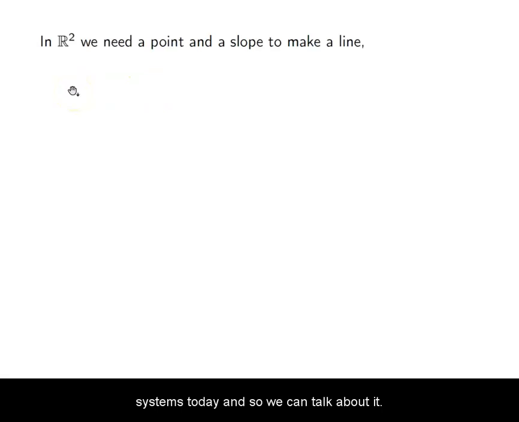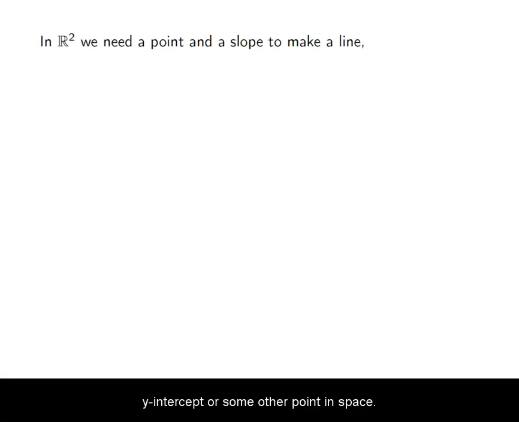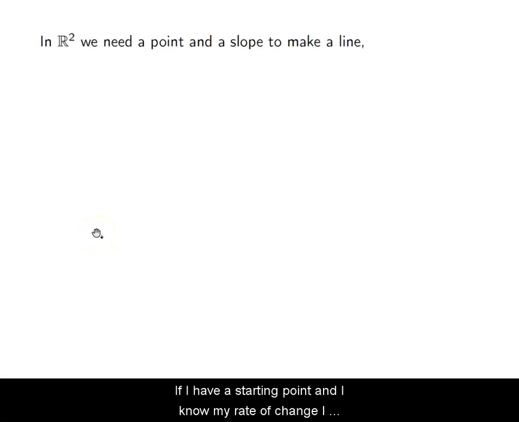So in R2, if we want to create a line, we need to have a point, a starting point, either that's on the y-axis, which we call our y-intercept, or it's some other point in space, right? After that, I need to know a slope. If I have a starting point and I know my rate of change, I know what the slope of my line is, I can find any other point on the line. Sometimes we find the slope by having 2 points. If I know one point and another point, I can find the slope between them and then find any other point on that line, right?